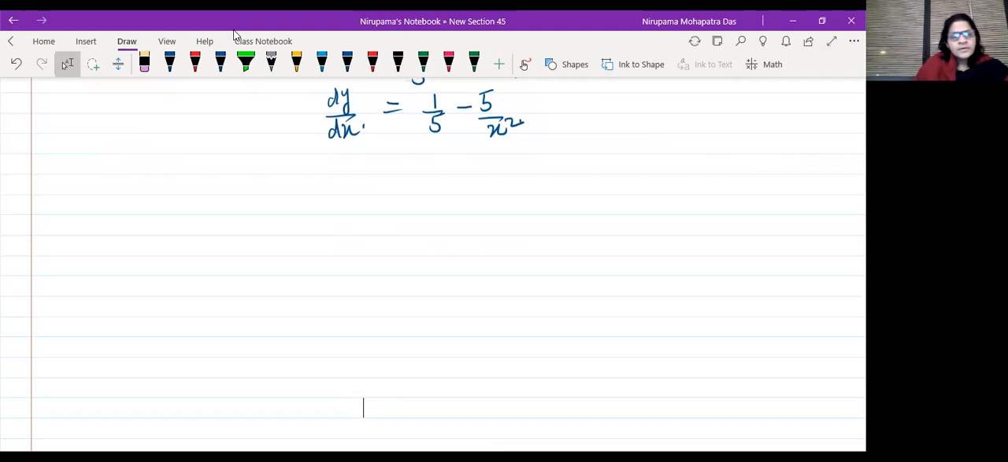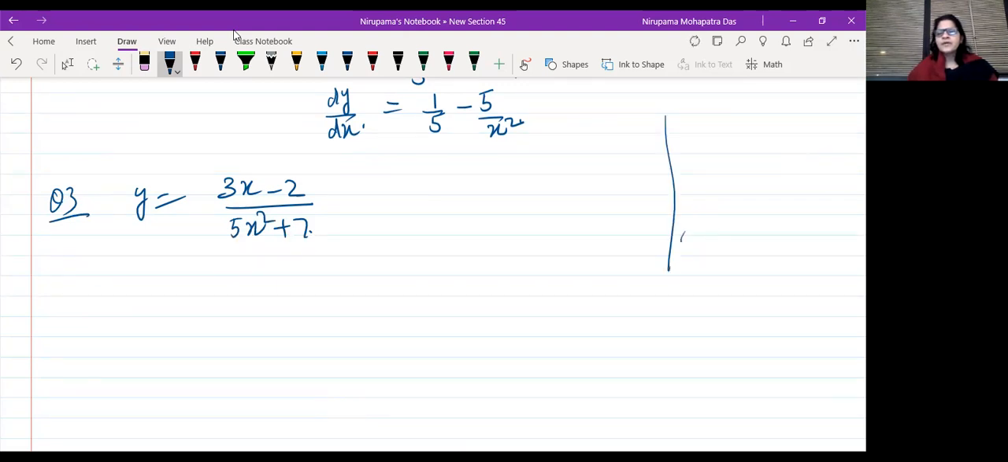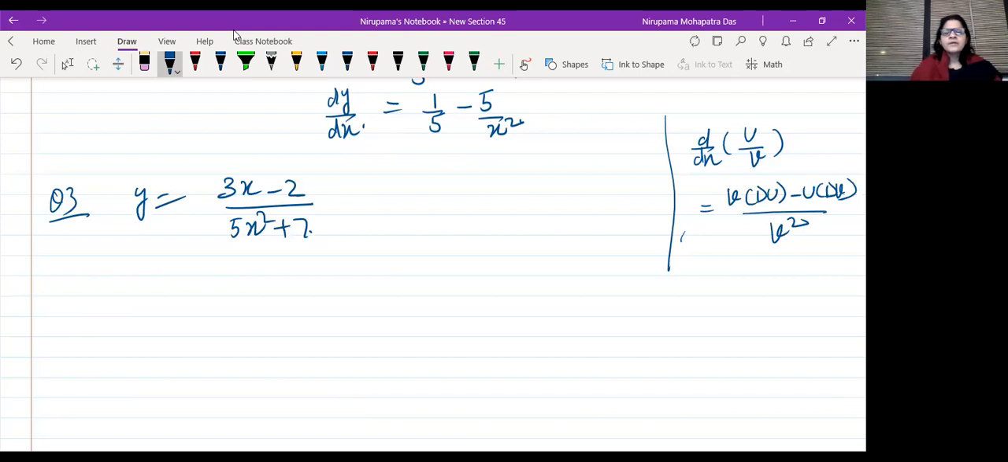Question number 3, y equal to 3x minus 2 divided by 5x square plus 7. So you have a quotient of two functions. Let me remind you of the formula, d by dx of u by v is v into du minus u into dv, divided by v square. Let's apply this.